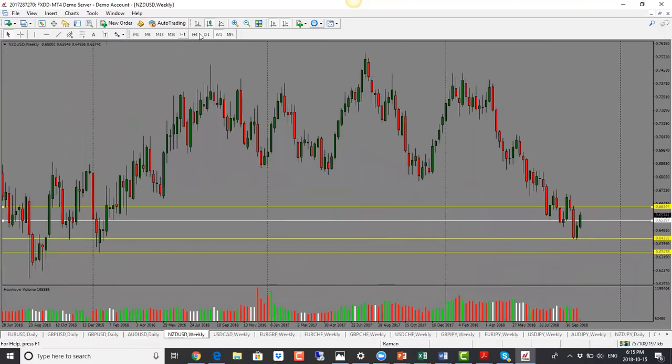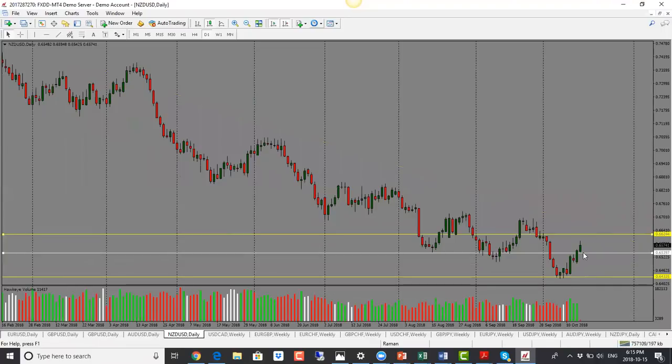New Zealand dollar here, the numbers came in positive, and the daily candle close is bullish as well. Price went above the high here, broke through the resistance. So the next target here is 0.6620 level. So bias is bullish and looking for price to go higher.